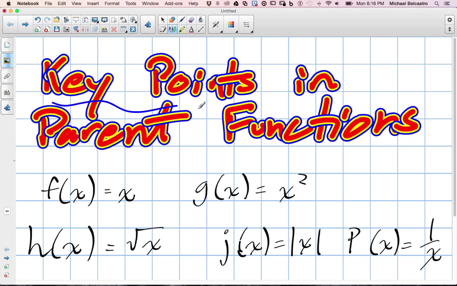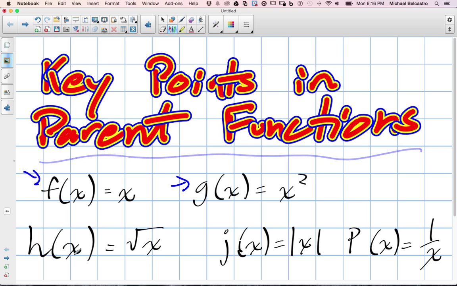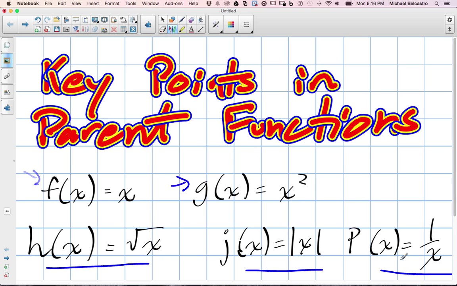Okay, we're going to look at key points in parent functions. So these two are functions that you are familiar with, whether you recognize them or not by this point. And these might be some new ones for you guys. So this one here, remember f(x) can really just be replaced with the letter y, right?